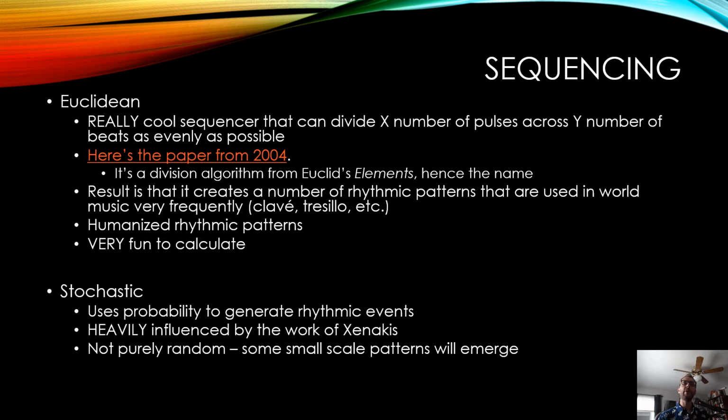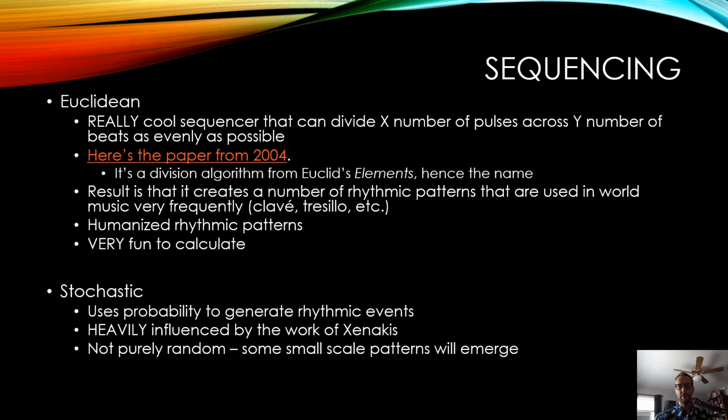Getting into the cooler stuff, though, you have Euclidean sequencers. These are a personal favorite. They're really cool, but basically the way that they work is that they take a division algorithm from Euclid's Elements, and what you say you want to do is divide X number of pulses across Y number of beats as evenly as possible. So if I have 13 beats and I have 7 pulses, how do I do this so I create the most uniform pattern of pulses and rests?